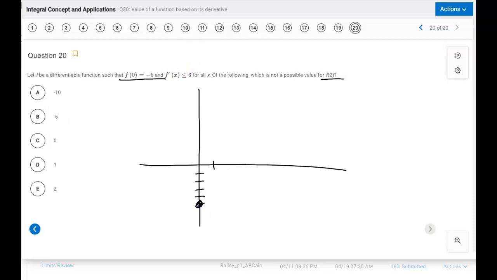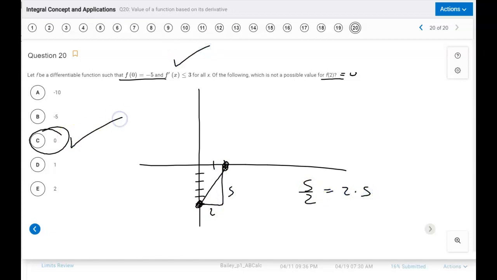How about 0? If I do 0, f of 2 equals 0, then I would put a dot right about here. All right, now that one might be greater than 3. Let's see. I'm going over 2 and up 5. So that's 5 over 2, which as a decimal is 2.5. That's still less than 3, so that's still okay. Let's keep looking.